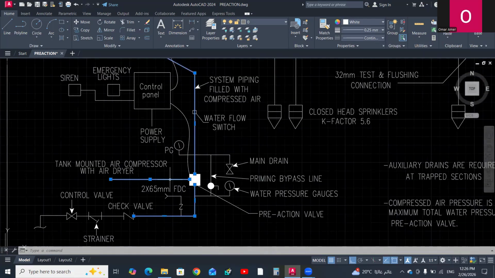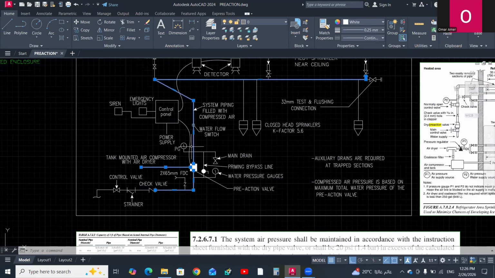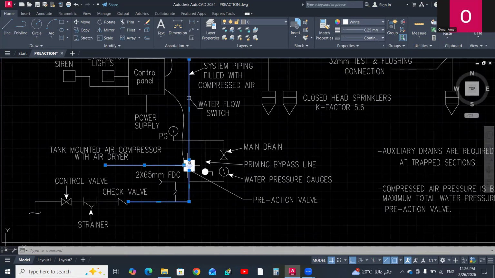The minimum pressure of the compressed air in the pipes, according to NFPA 13, is 2 psi or 1.4 bar higher than the valve tripping pressure. You have to refer to the catalog of the manufacturer of the pre-action valve and check the minimum or recommended air pressure inside the pipes. Usually, it is 1 over 4 of the stagnant water pressure inside the pipes.